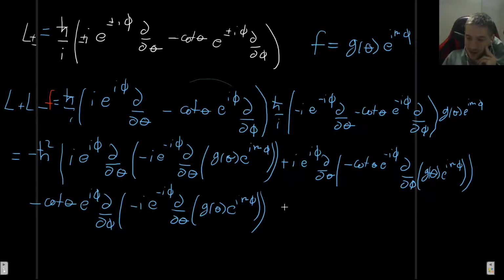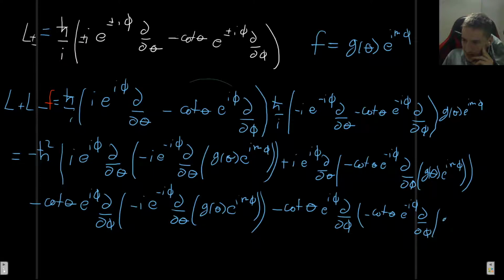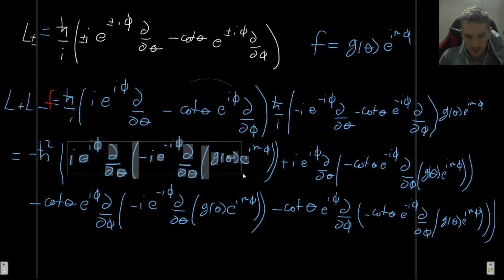Okay, the final term is now going to be minus cotangent of theta e^{i phi} d phi, and this is acting on minus cotangent of theta e^{-i phi} d phi acting on g of theta e^{i m phi}. This and this, and I think I'm missing one more. Okay, so we now have 4 terms that we need to simplify. So let's pick them one at a time, take them to the next page, and work them and just simplify them.